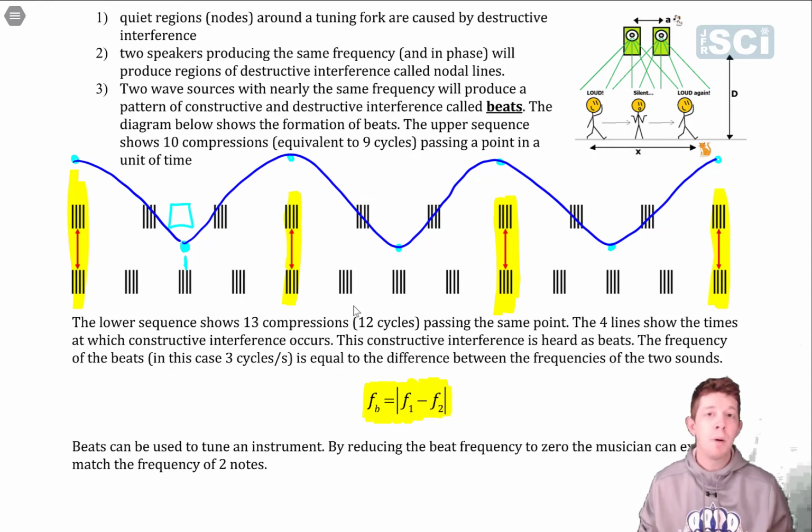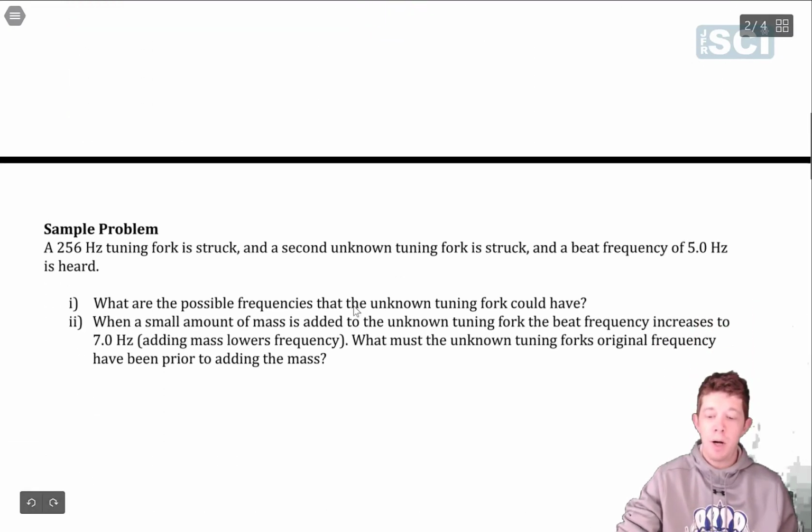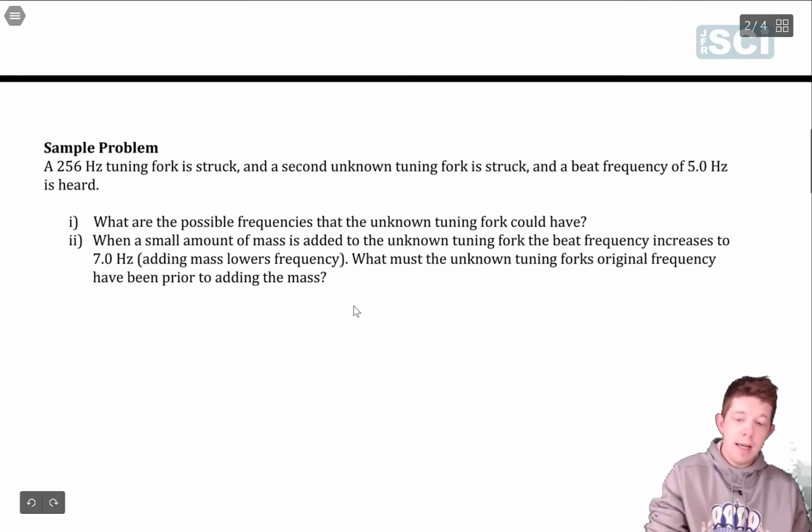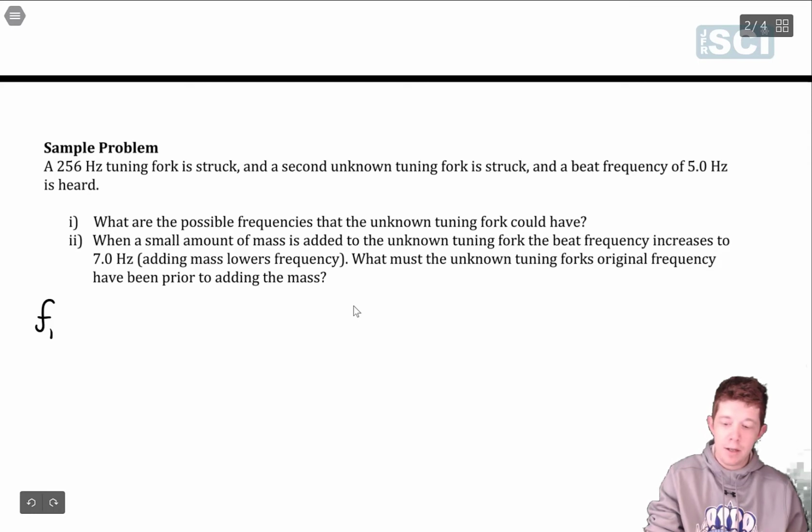Now, let's do a sample problem that uses this idea of beats. In this sample problem, we have a tuning fork, and we know its frequency is 256 hertz.